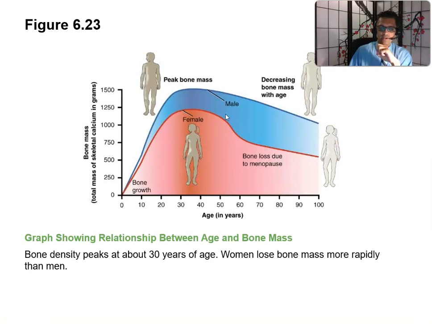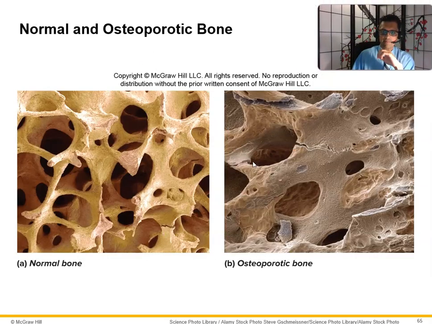For females, it starts during menopause around the age of 55-ish. For males, you still lose it, but not as rapidly as females. That's why Caucasian women or Asian women are more susceptible to osteoporosis, and we really encourage weight-bearing exercises such as walking and lifting weights. Here's normal versus osteoporotic bone. You can see nice and healthy, but here's osteoporotic, and you're going to be more susceptible to fractures.